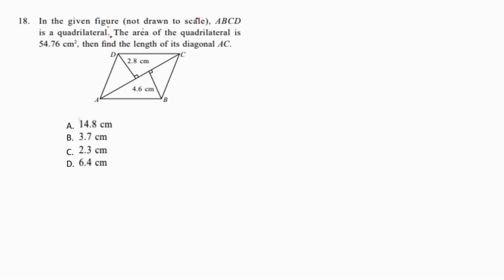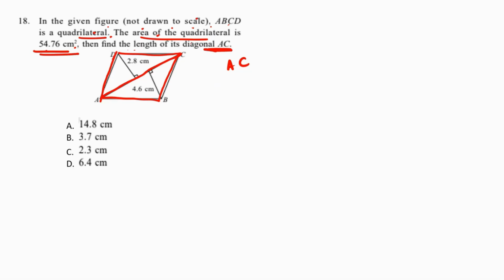Next question. In the given figure, not drawn to scale, ABCD is a quadrilateral. This whole thing is a quadrilateral over here, divided into two right angle triangles along its diagonal AC. You have to find the length of AC. The given area of the whole quadrilateral is 54.76 centimeters square.